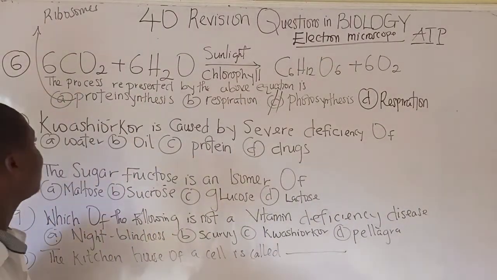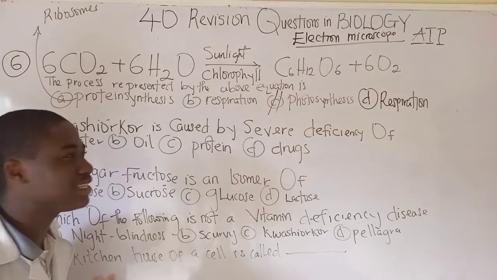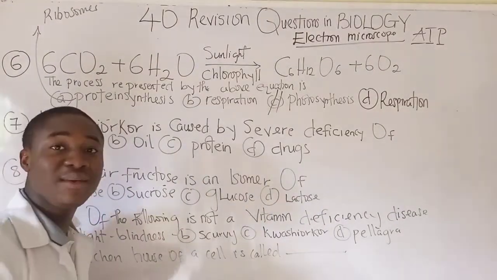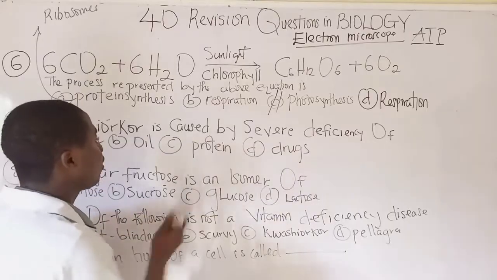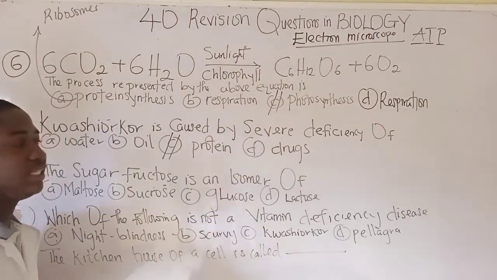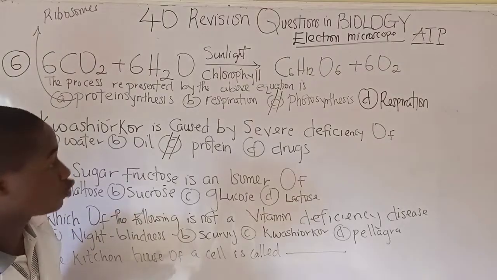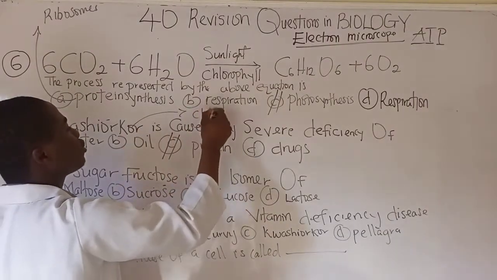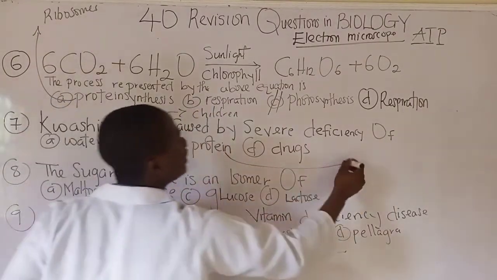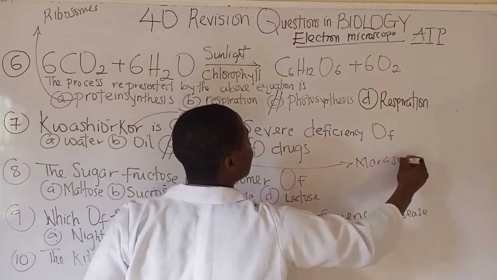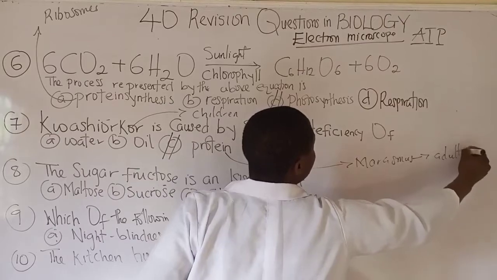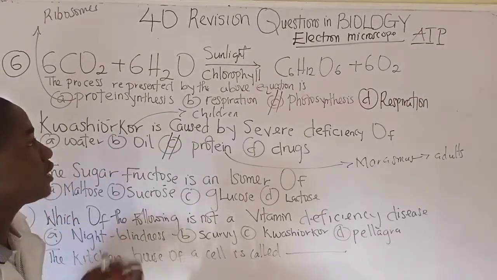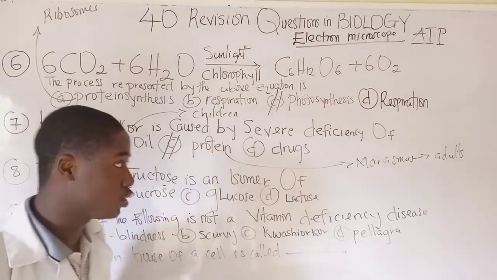Now, the next question says, kwashiorkor is caused by severe deficiency of option A, water, option B, oil, option C, protein, and option D, drugs. Basically, kwashiorkor is caused due to the deficiency of a class of food called proteins. It must be noted that kwashiorkor is seen in children, and another protein deficiency called marasmus is seen in adults. So kwashiorkor and marasmus are protein deficiencies. Kwashiorkor is seen in children, marasmus is seen in adults.